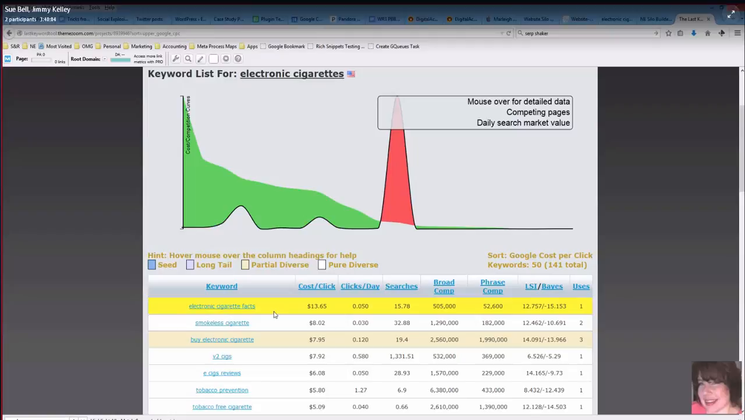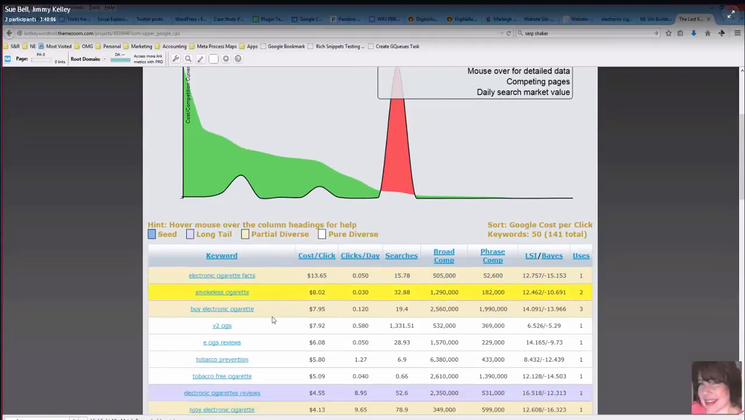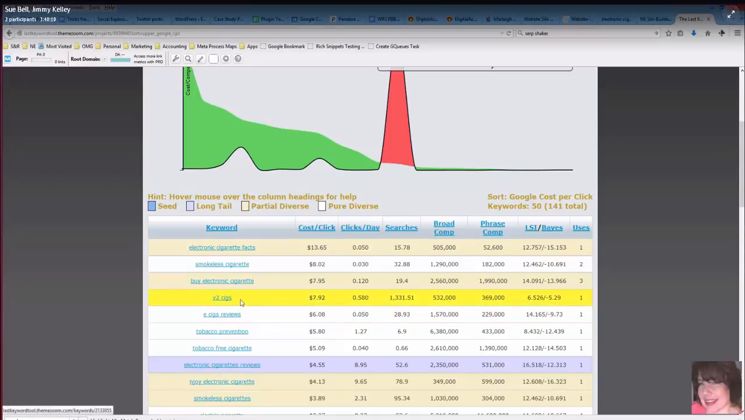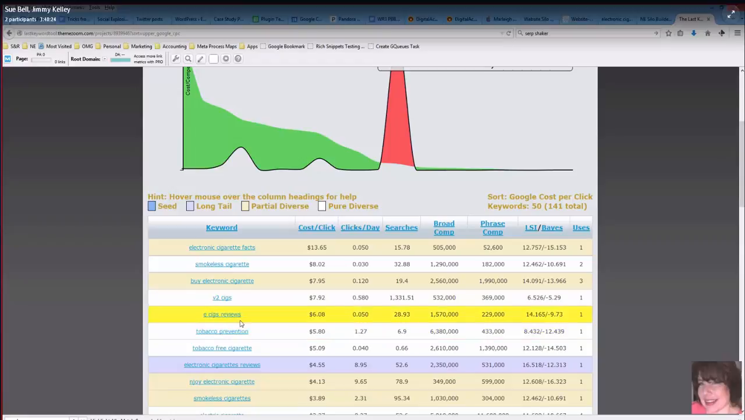And I'm just going to go through and take a look, because I don't know the market. I don't actually have an affiliate site for this. So if I look at V2, I'm pretty sure that's a brand. And when I look at the number of searches per day, that's pretty huge. That's also a reasonable cost per click. So I can tell just from that it's an affiliate product. And so I would probably go and see if I can get an affiliate sign up for V2. You've got e-cig reviews, also reasonable cost per click.